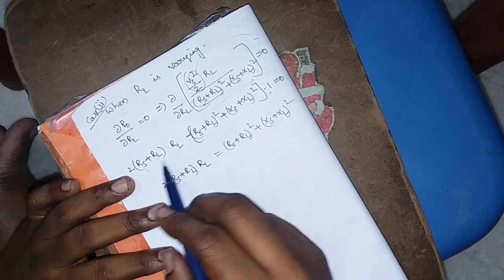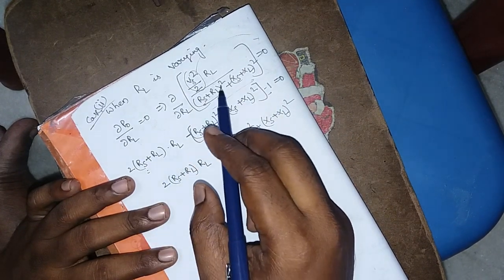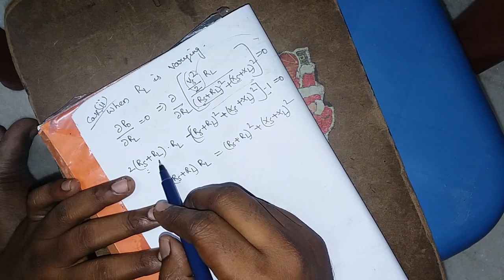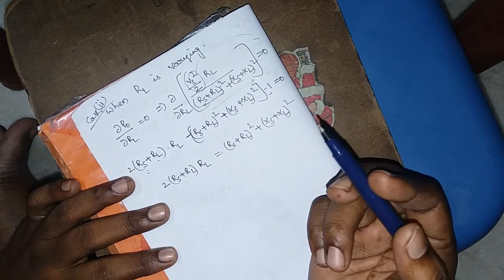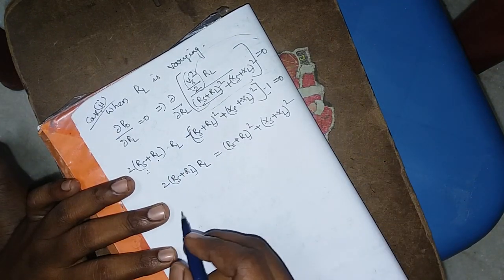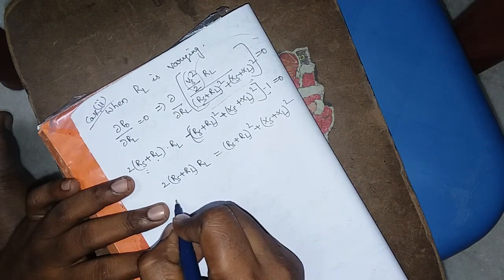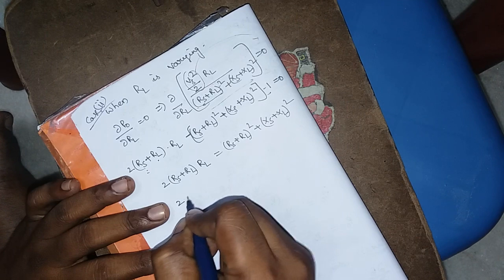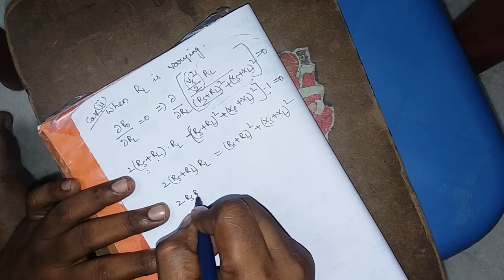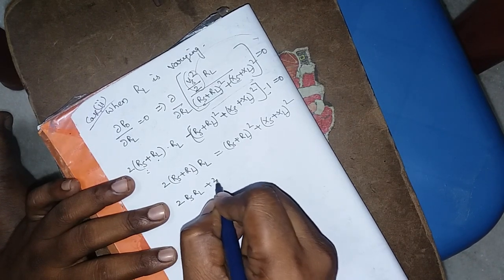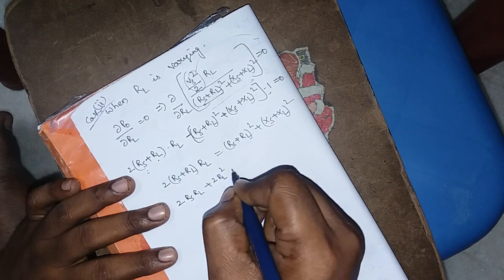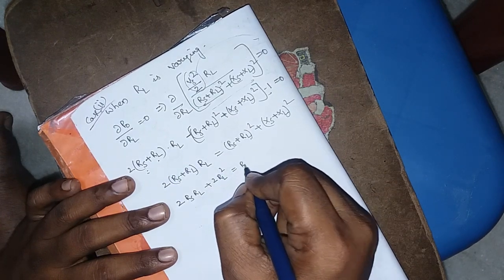This is 1 and here it is 2 into Rs plus RL into RL. That's very good. So then here you can write this equation as 2 Rs RL plus 2 RL square is equal to Rs square.